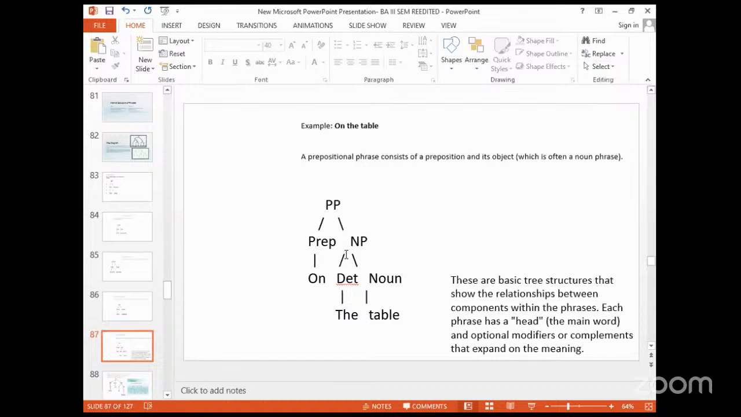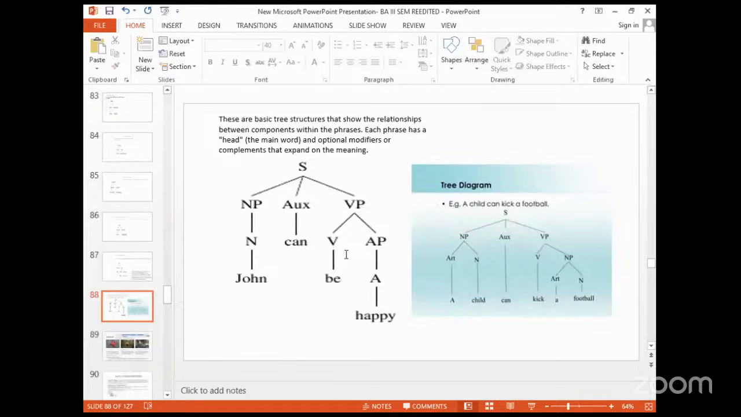Right. So these are some of the basic tree structures that show the relationships between components within the phrase. Each phrase has a head, the main word, and optional modifiers or complements that expand on the meaning. This is another example of a tree diagram. This is the entire sentence, not a phrase. The first sentence has two phrases, and the next diagram also has two phrases with the auxiliary verb, both in the first and second. You can see that.